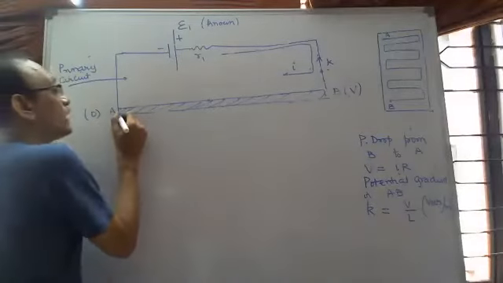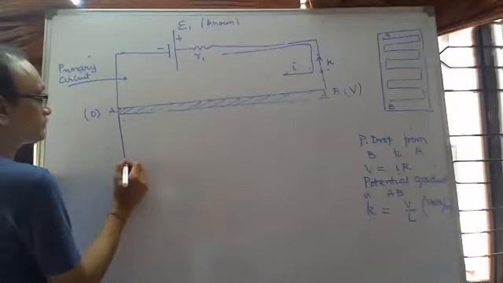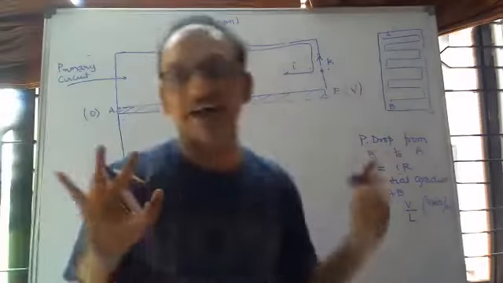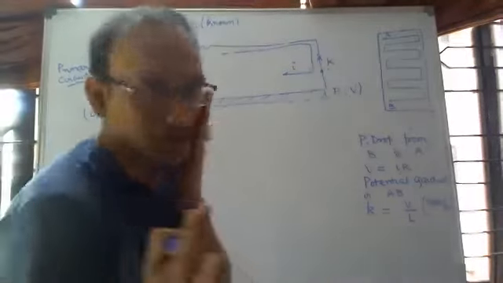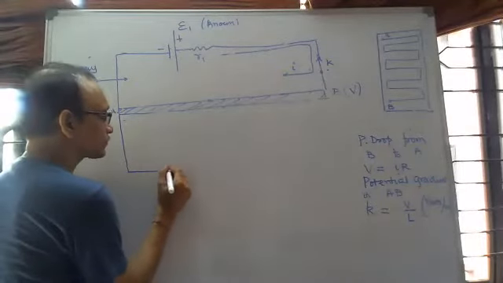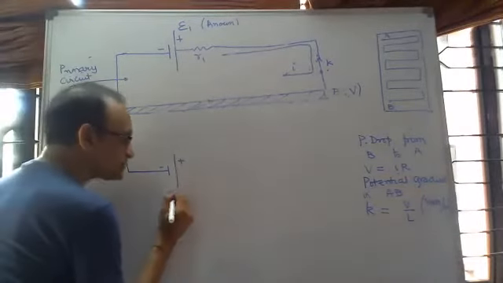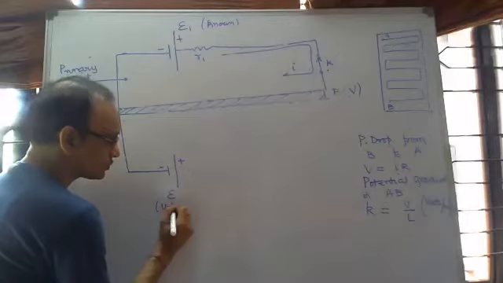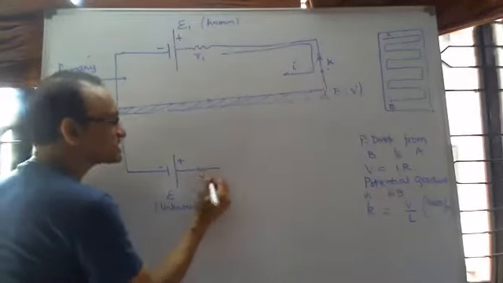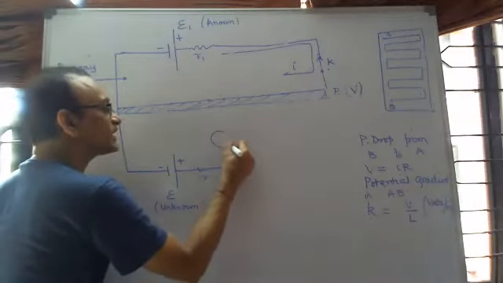So now what I'll do is I'll create a secondary circuit. यह ऊपर वाला प्राइमरी सर्किट है जिसका हमको पता है पोटेंशियल ग्रेडियंट क्या है. Now what I'll do is एक secondary circuit बनाएंगे नीचे. उस secondary circuit में this battery, unknown EMF and उसका unknown internal resistance small r. उसको गैल्वेनोमीटर से यहाँ कनेक्ट करेंगे.